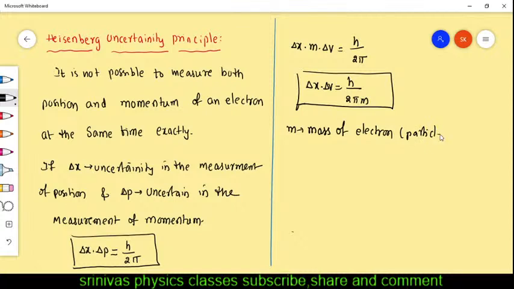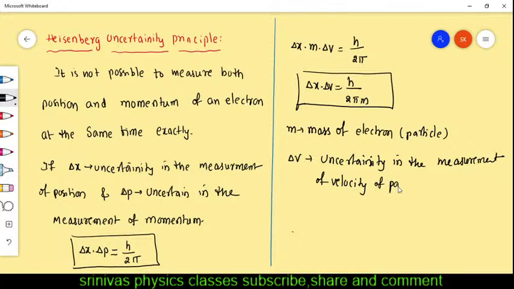And in this, delta v is what? Delta v is the uncertainty in the measurement of velocity of the particle. We cannot measure accurately its velocity and position also, right?